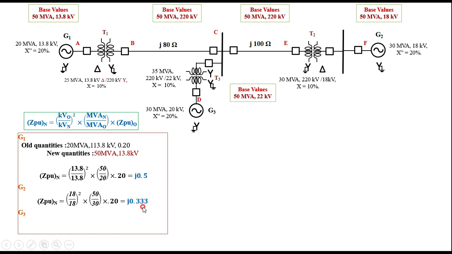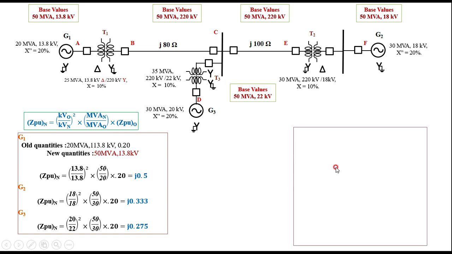Similarly you go for G3, these are the new quantities, these are the old quantities. Just you have to substitute in this equation. We are getting 0.275. Then the transformers T1, T2 and T3.